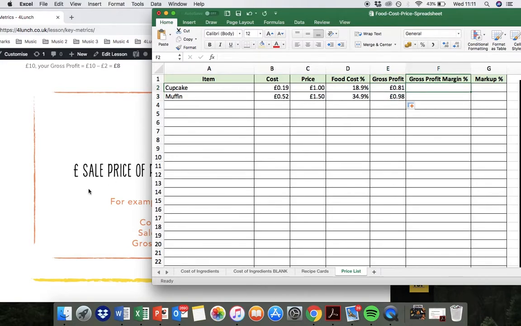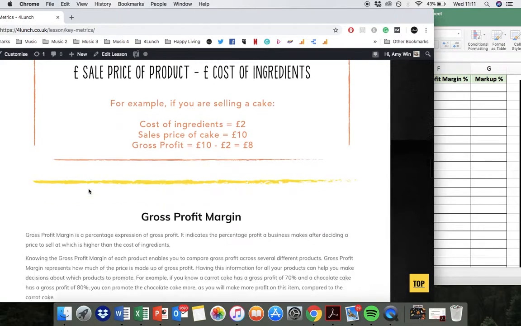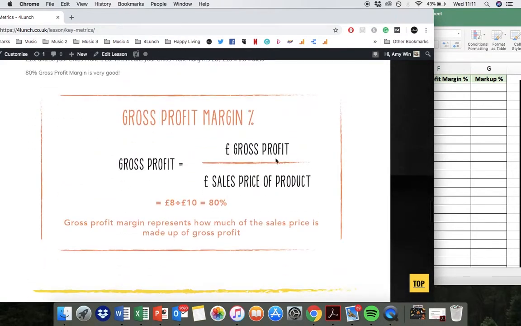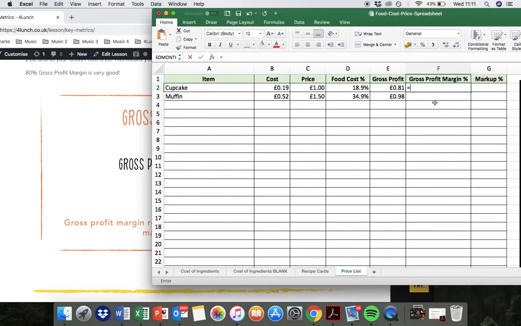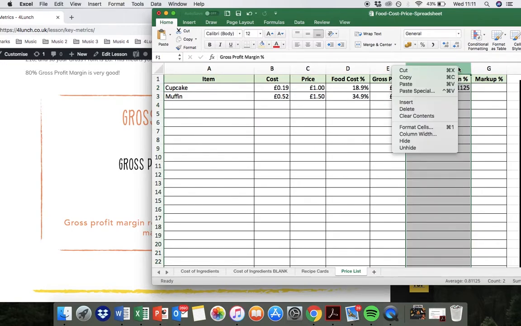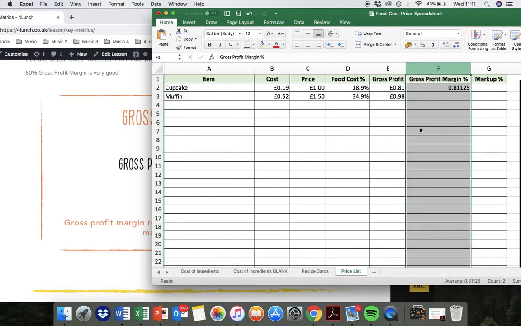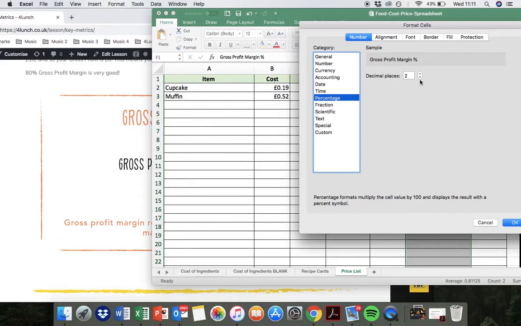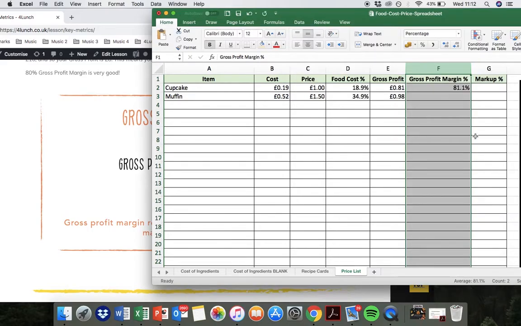98. Okay? Next cell, gross profit margin. Now this relates to the gross profit which we've just worked out divided by the sales price of a product. So gross profit, which we've just worked out, divided by the sales price. Okay? And again, we need to format that. Percentage, one decimal place. Here we go.